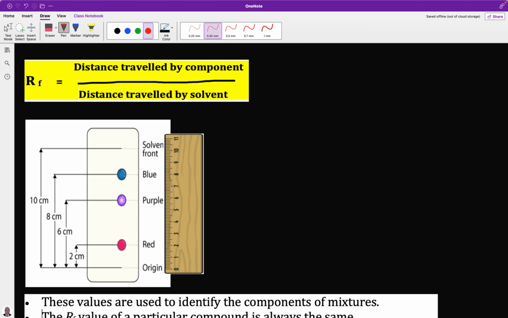the component that has a red color will be what? The distance traveled by red, which is 2 centimeters, divided by the distance traveled by the solvent. The distance traveled by the solvent is 10 centimeters. So the RF value for red will be 2 centimeters divided by 10 centimeters. When we have the value, we go to the book of data where the RF values are, and we refer. From there, we will know the component that has that value.